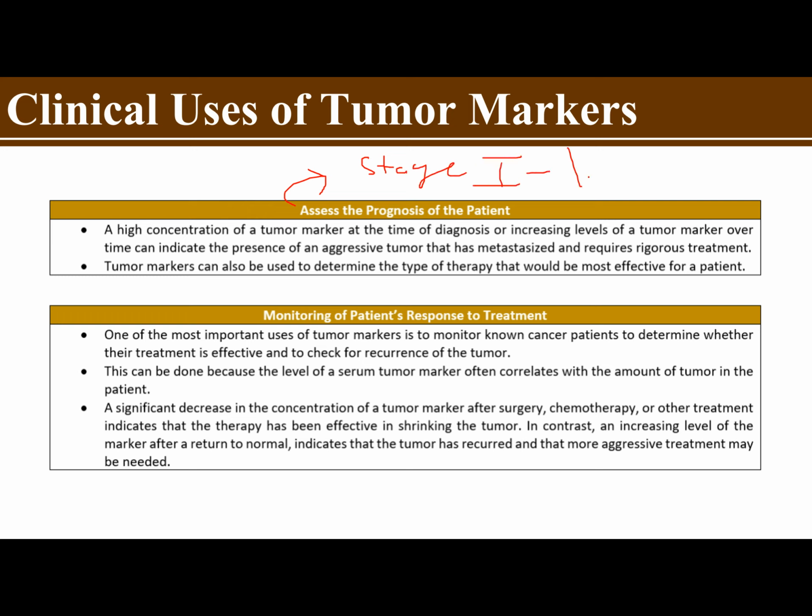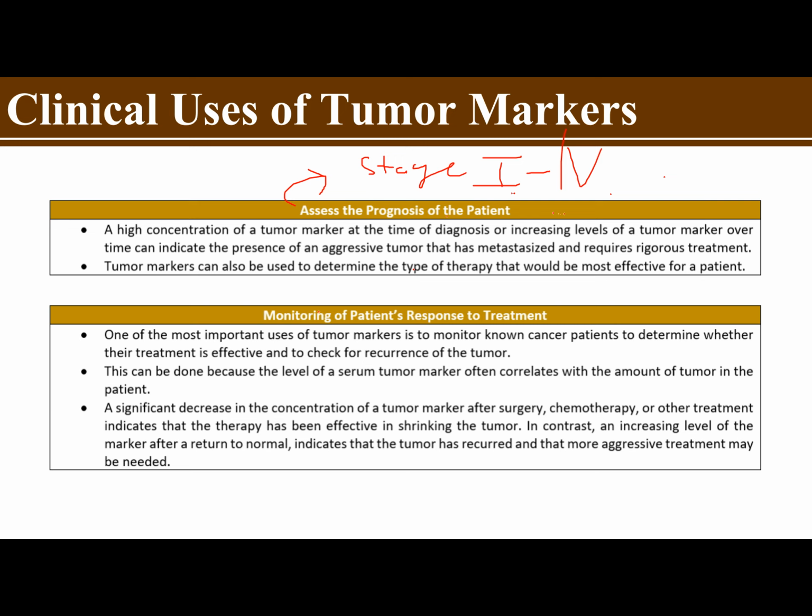Usually stage 1 to 4 lang naman yun. So if it's stage 1, well it's still possible to delay it or to treat it with mild procedures, but if it's stage 4, you need to have a very aggressive treatment. So they use these tumor markers to assess the prognosis of the patient.